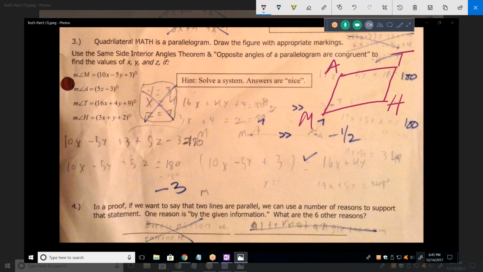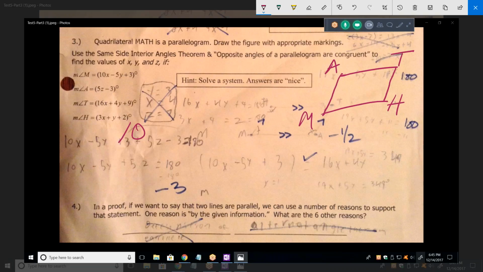What do I know for sure? That the measure of M plus the measure of A plus the measure of T plus the measure of H is equal to 180. No, not 180. 360 degrees. Yes, but that's not the most efficient thing we know. What do we know about angle M and angle T? M and T are congruent, and A and H are congruent. Okay. Let's write some equations. M is the same as T, right?